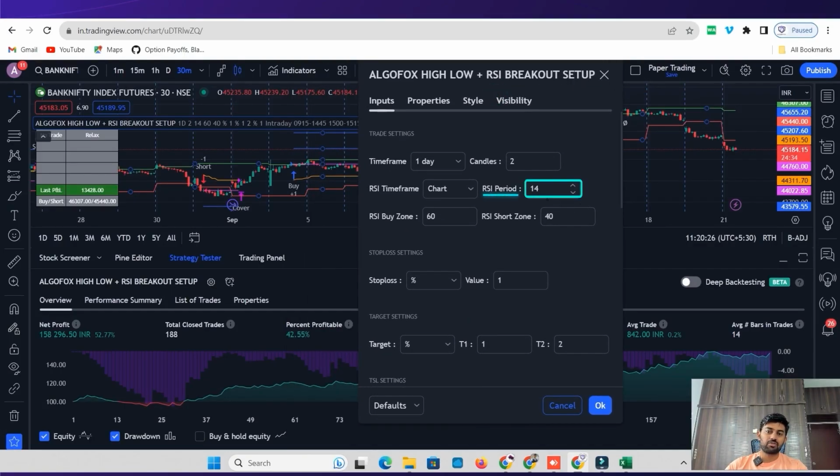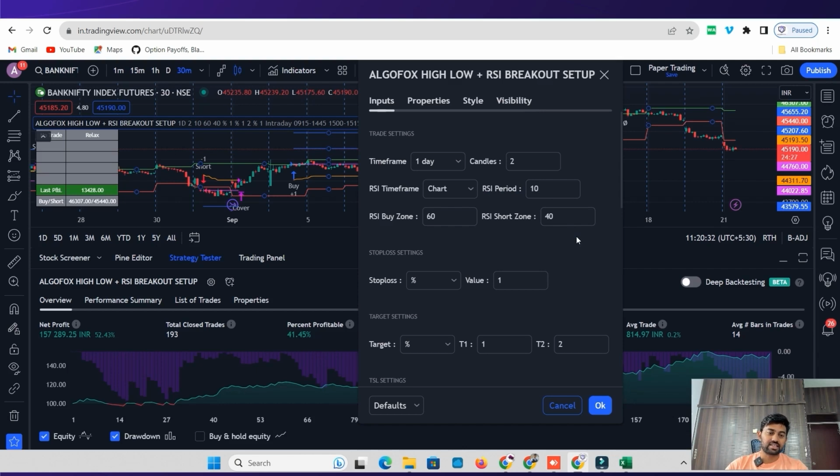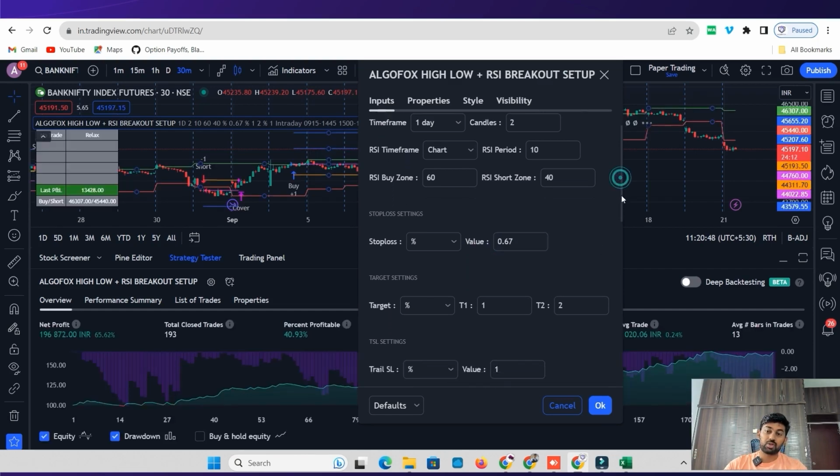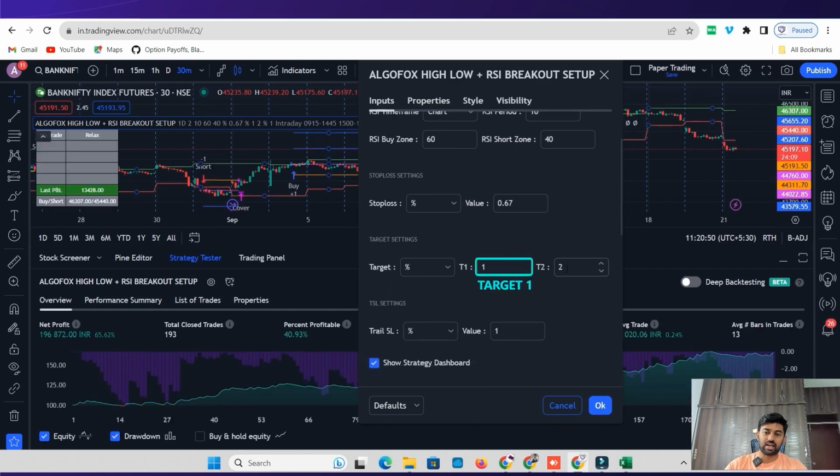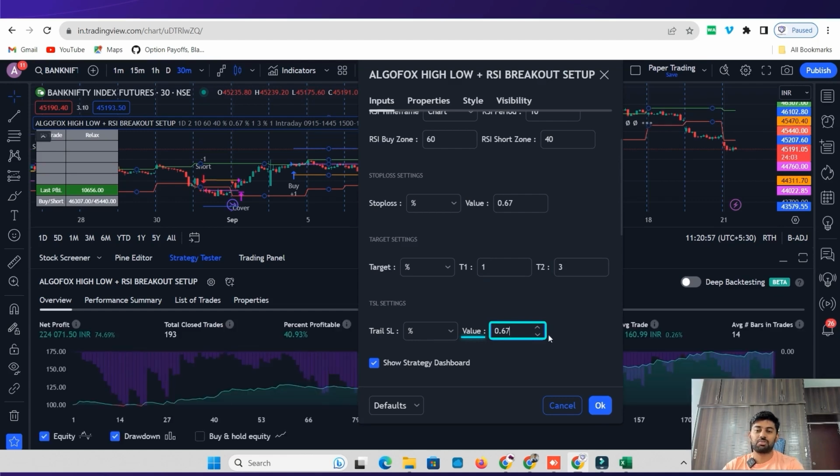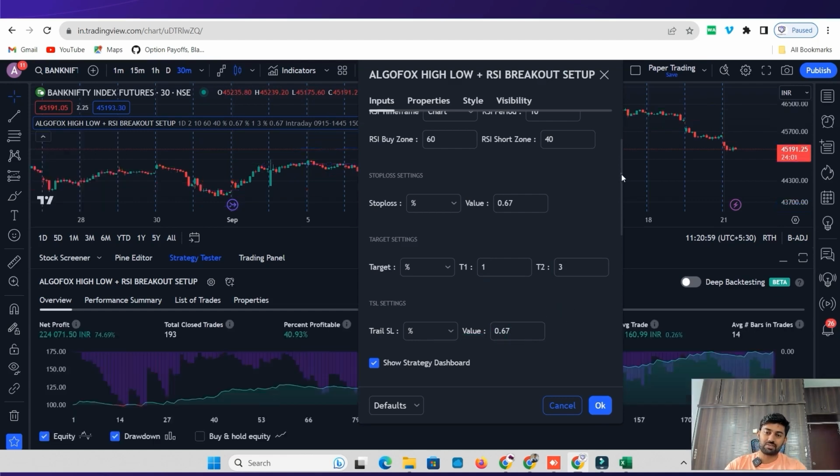So let us say instead of 14, I can maybe try RSI as 10. Let us try RSI as 10. Now with RSI as 10, the graph has become a little more smooth. And in terms of stop loss, I like Fibonacci numbers. So stop loss will be 0.67%. And I would want to keep two targets, target 1 and target 2. Target 2 will be the bigger target, let us say 3%. The trailing stop loss will also be a Fibonacci number, 0.67%.